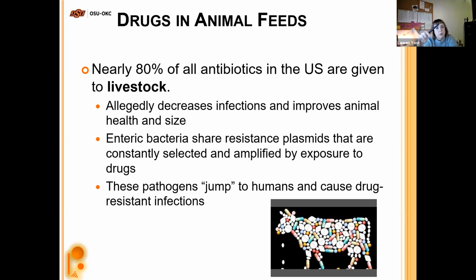So right, this is what I was talking about. 80% of all antibiotics in the US are given to livestock. Supposedly, it decreases infections and improves animal health and size. Enteric bacteria share plasmids that are constantly selected and amplified by exposure to drugs, and these will jump from the cattle to the humans fairly easily, and that will cause spread of drug-resistant infections that way.